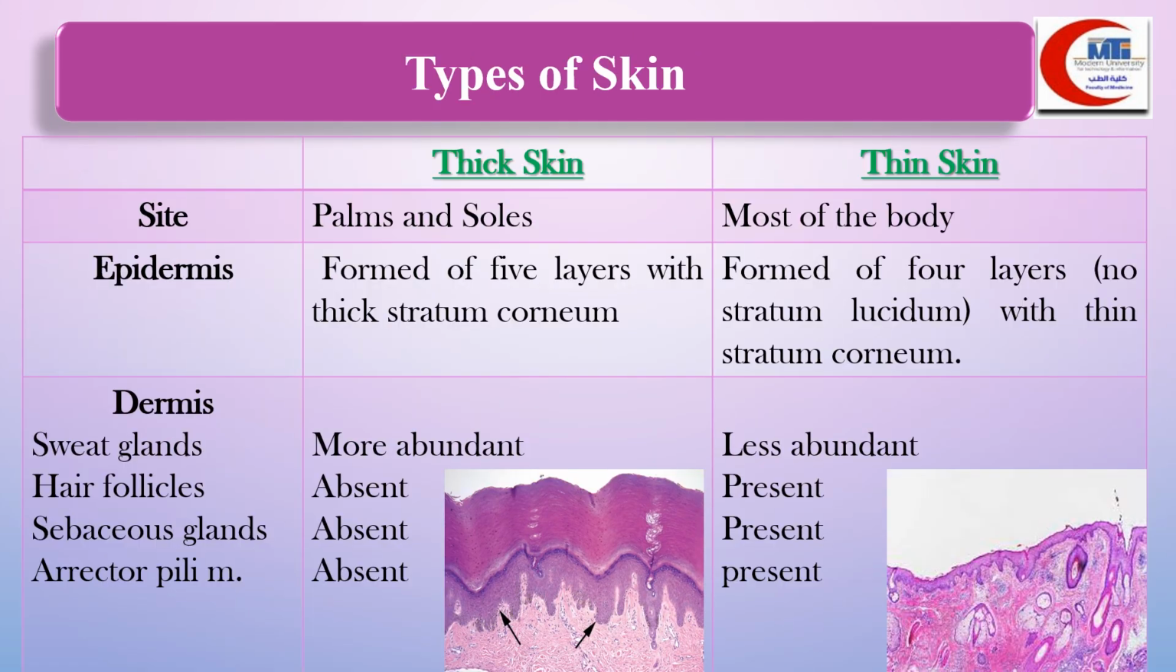What are the types of skin? Skin has two types, the thick skin and thin skin. The thick skin is found in the palms of the hands and soles of the feet, while most of the body is covered by the thin skin. What is the difference between the thick skin and thin skin?